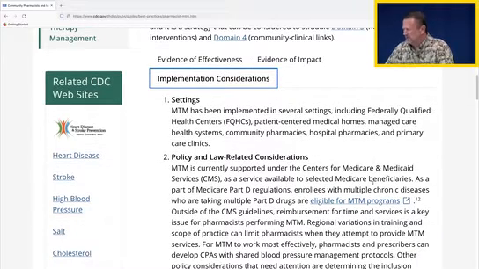All right, so medication therapy management has been implemented in several settings, including federally qualified health centers. These are groups that get together and share data in such a way to show the effectiveness of what they're doing. Patient-centered medical homes, managed cares, health centers, community pharmacies, hospital pharmacies, and primary care clinics are all implementing this medication therapy management.